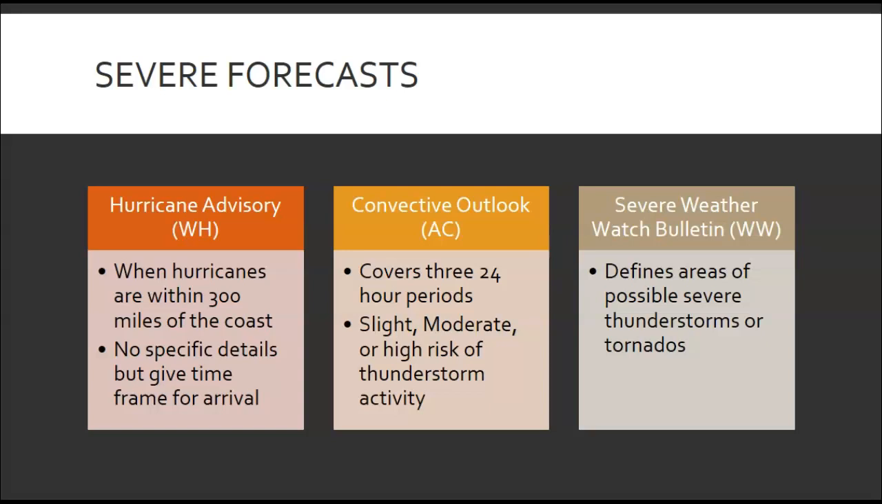A convective outlook is issued and covers 3 24-hour periods when there is a chance that thunderstorms will occur. Slight, moderate, or high risk of thunderstorm activity is forecast in a convective outlook. And a severe weather watch bulletin defines different areas of severe thunderstorms or tornadoes.